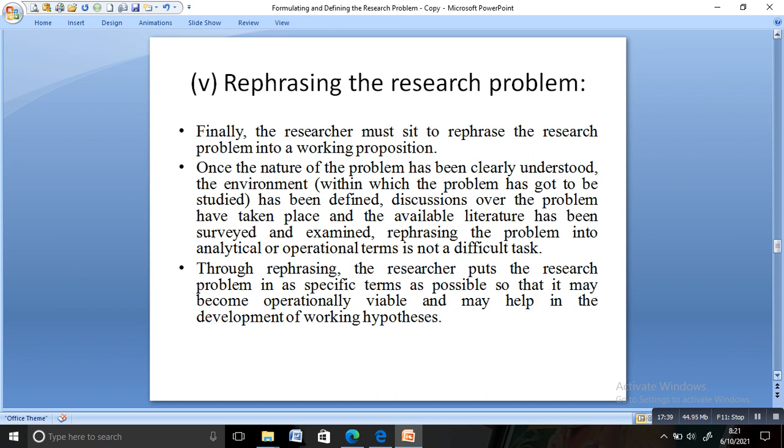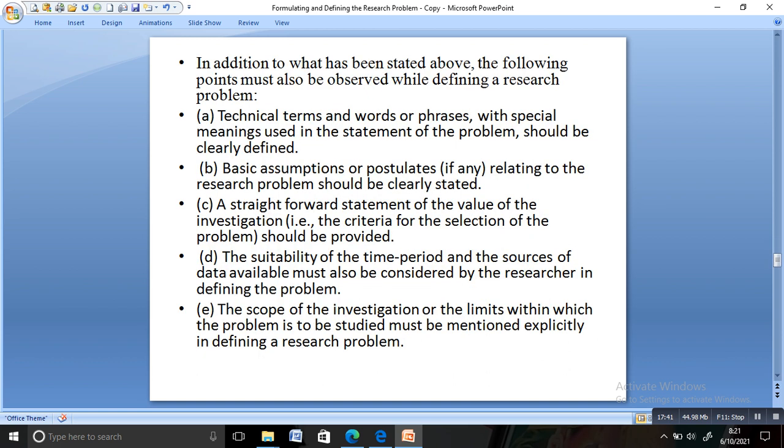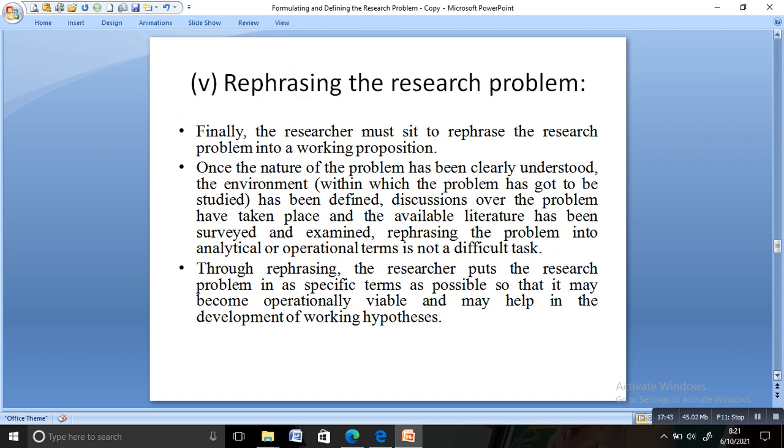Initially, we have planned to do a work in cancer. Then we have confined our area to which cancer, I'm not sure. If it is breast cancer, well and good. So you are defining, narrowing to breast cancer.